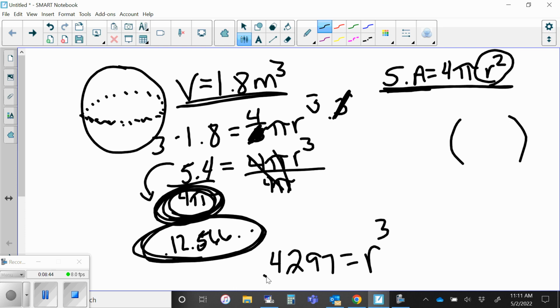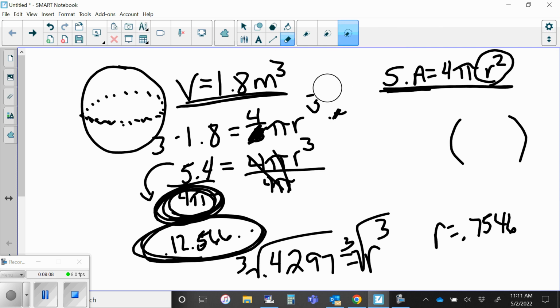Now, how do I get the r by itself? How do I undo cubing it? The cube root symbol on your calculator, which is the calculator you're going to use on the EOC, is the shift plus or minus sign. So r equals 0.7546. We're actually going to not round that.